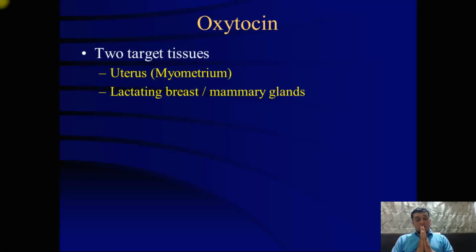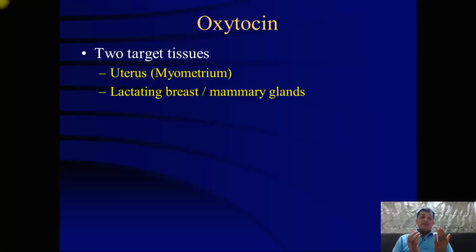Now moving towards oxytocin. There are two target tissues regarding oxytocin. The major one, which is more commonly discussed, is the uterus, right? And in the uterus you have three layers: perimetrium, myometrium, and endometrium. We are interested in the myometrium here. Myo refers to muscles, right? You must be knowing myology. Myology refers to the study of muscles. So myo means muscles. Here it is not connected to bone, right?